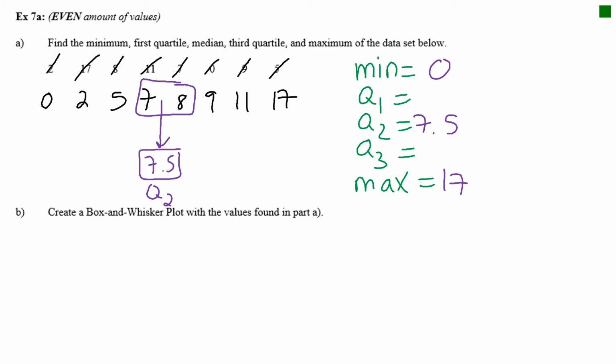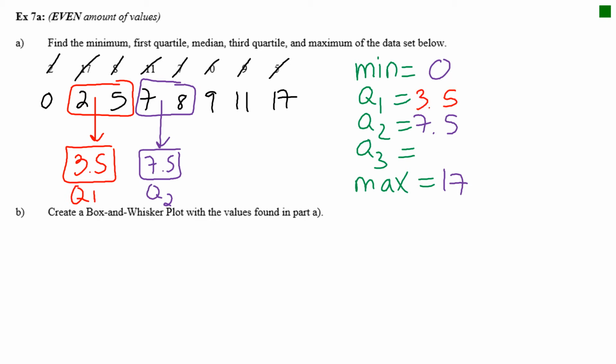Now Q1 is the median of the lower half. So we're looking towards the left of 7.5. So 0, 2, 5, and 7. Again, we have 2 numbers in the middle, so we're going to have to add them and divide by 2. 2 plus 5 is going to give us 7. 7 divided by 2 is going to give us 3.5. So Q1 is going to be 3.5.